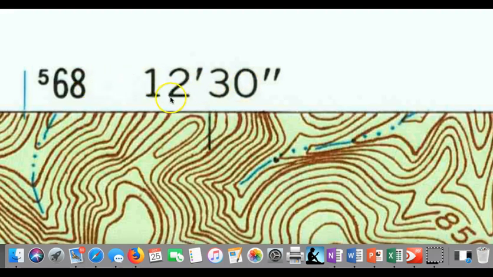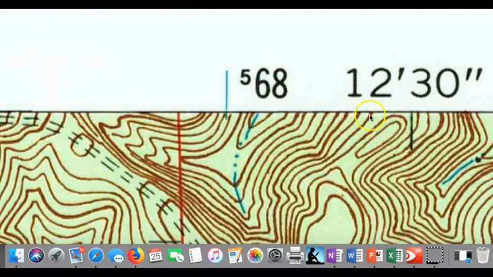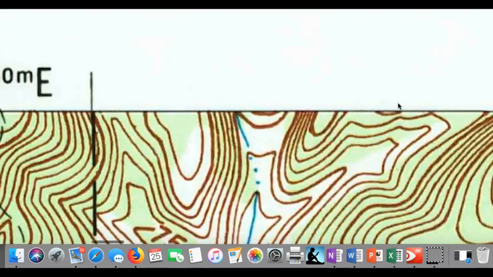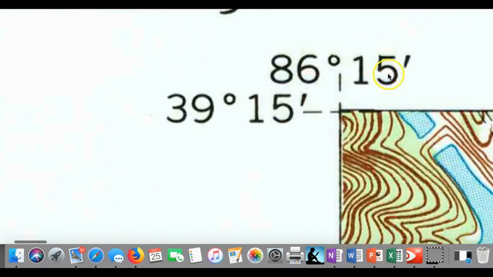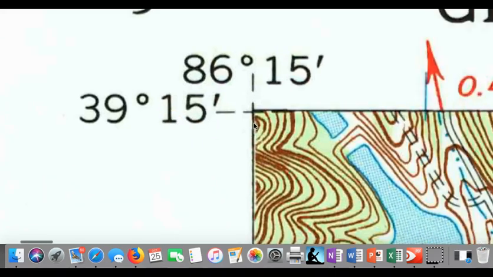And if I add 2 minutes 30 seconds, which is the same as 2.5 more to 12.5, I would come up with another whole 15 minutes. So it's still 86 degrees on the corner of the map here, and now it's up to 15 minutes. And it pretty much works the other way too. Now, you don't always have 15 minutes at the corner, but in this map you do.